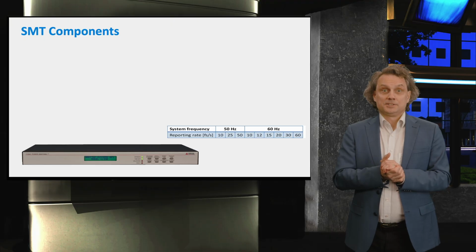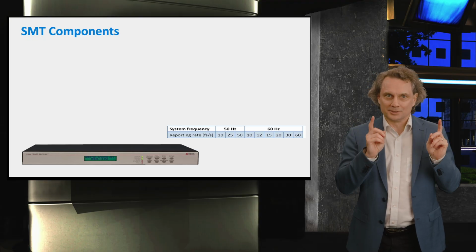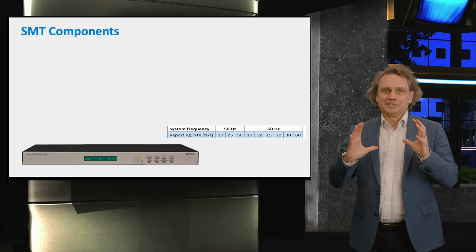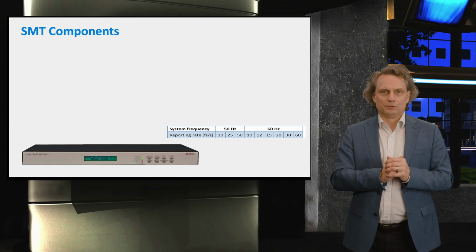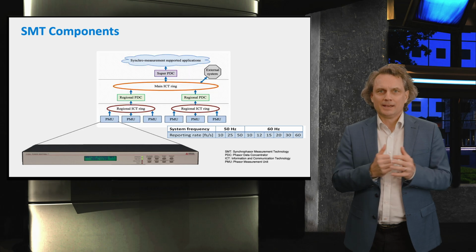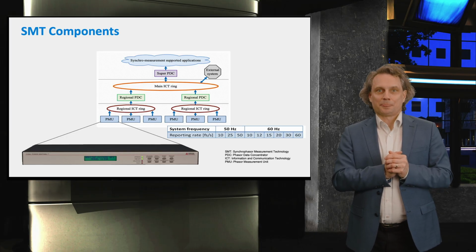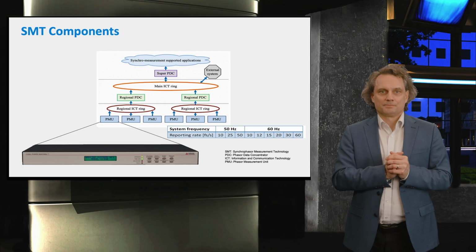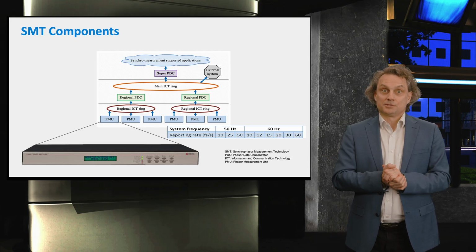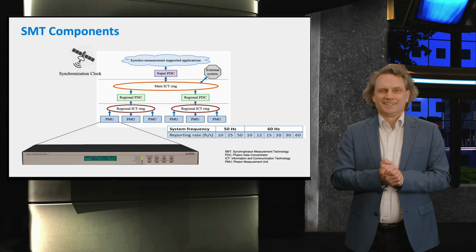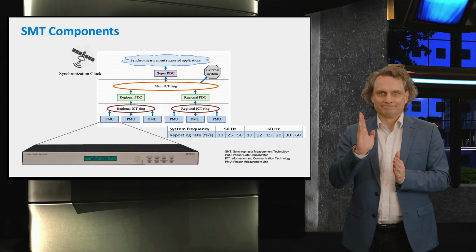Here you see classical sample rates. Newer ones even have hundreds of samples per period, not just per second. And they send that data stream to the control room or to the application that needs it. In between is SMT infrastructure, such as phasor data concentrators, PDCs, fiber optic rings, and so forth. Important is a synchronization clock. The PMU needs an accurate time source to sample properly.